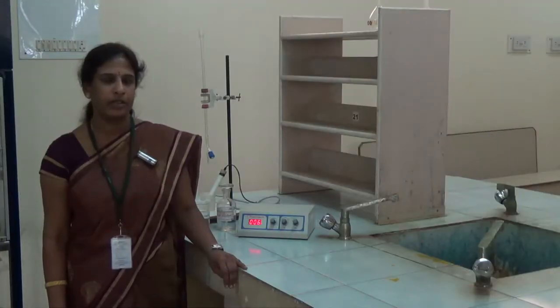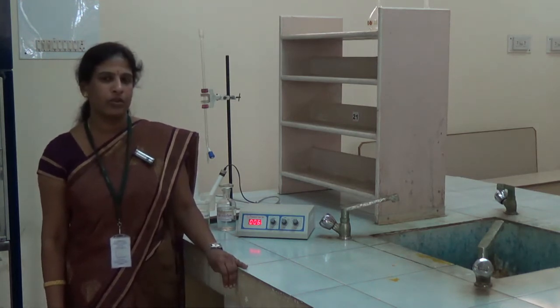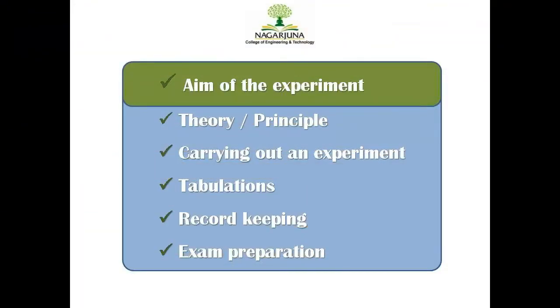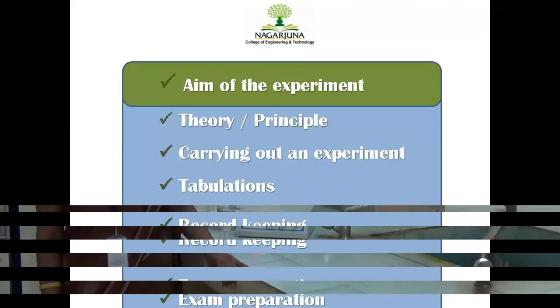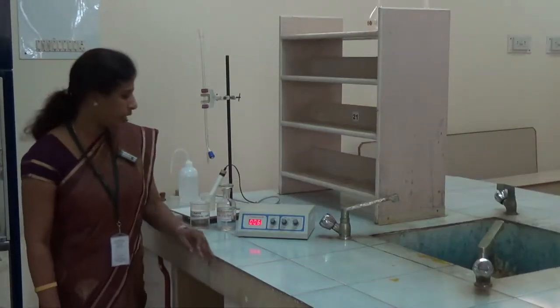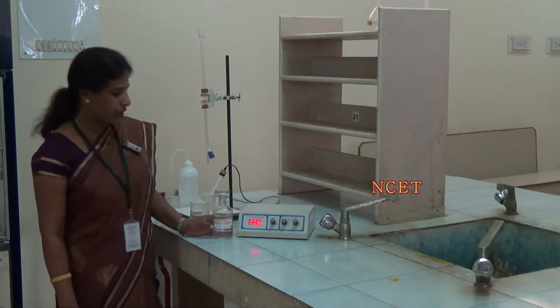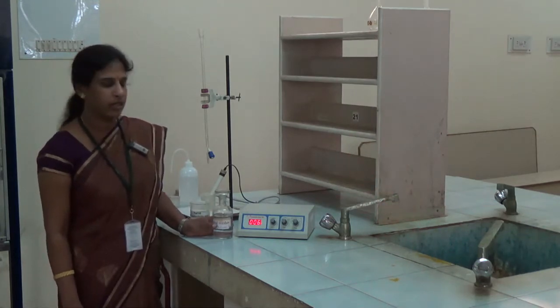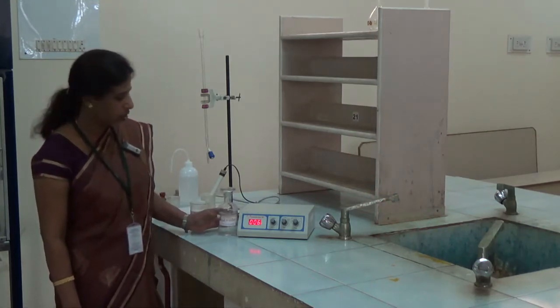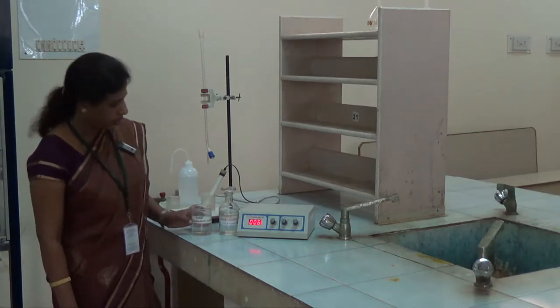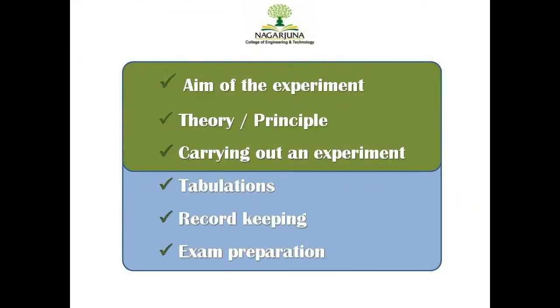Name of the experiment is conductometric estimation of acid mixture using standard sodium hydroxide solution. Aim of the experiment is determination of weight and concentration of HCl and acetic acid present in the acid mixture using standard sodium hydroxide solution, whose concentration is 1 normal.